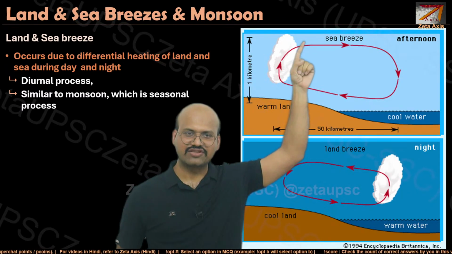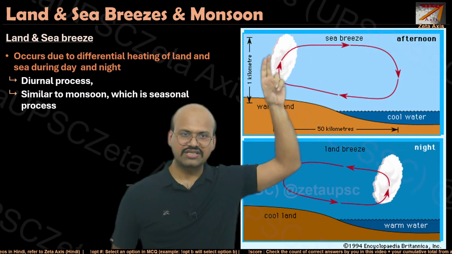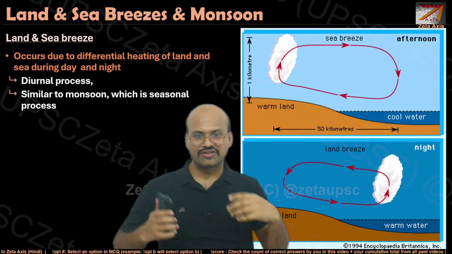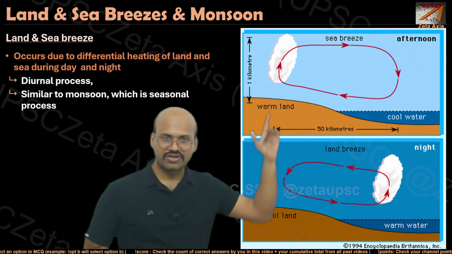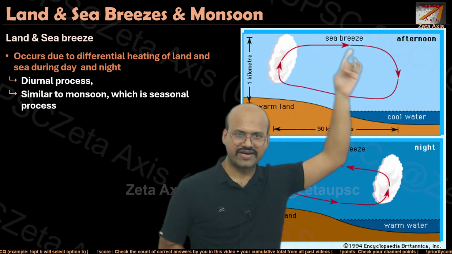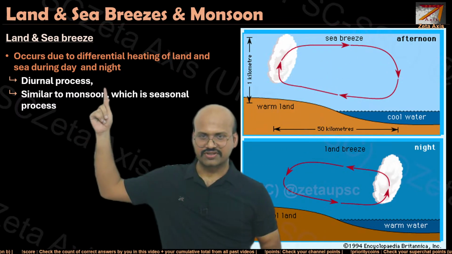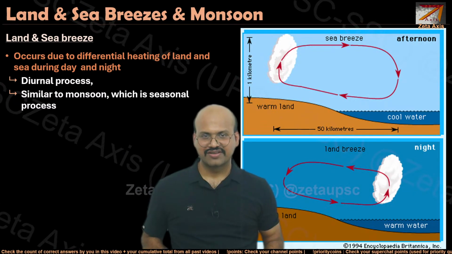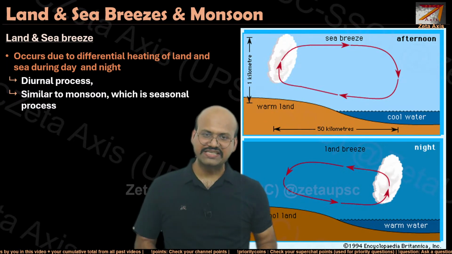Then air will rise over the land. That is why it will create these clouds. So this is called sea breeze. Remember, the winds are named based on the place from which they are coming. Here the wind is coming from the ocean, that is why it is called sea breeze. It is a diurnal process, that is, it occurs during a cycle of a day. So it repeats each day.